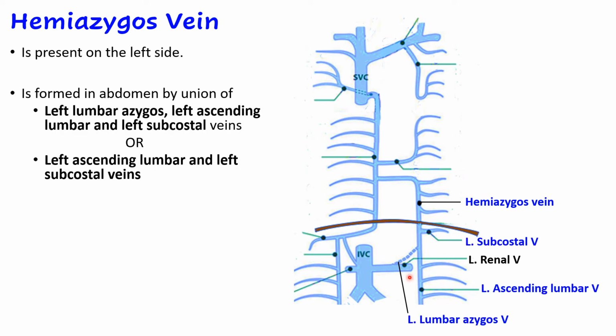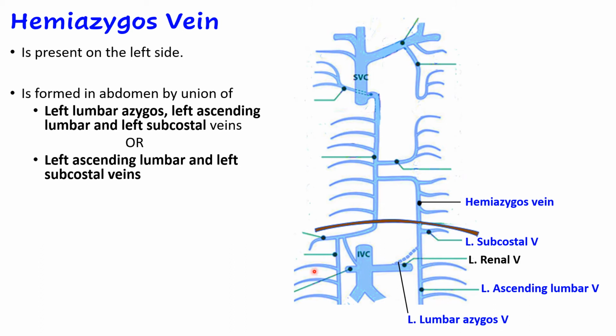It is formed again in the abdomen by union of, you can see here this dotted one, the left lumbar azygous vein. Now in this case, this is connected to the left renal vein, not to the IVC. On the right side, the lumbar azygous vein is connected directly to the inferior vena cava, whereas on the left side it is connected to the left renal vein. So this could be one of its formative tributaries, right?